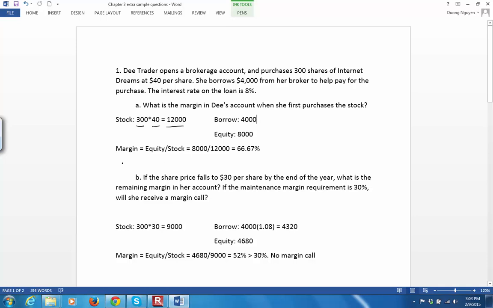So initially, the margin percentage is equal to equity, which is her own money, divided by stock. So equal to 8,000 divided by the value of stock at that time, which is $12,000, and the answer is equal to 66.67%.